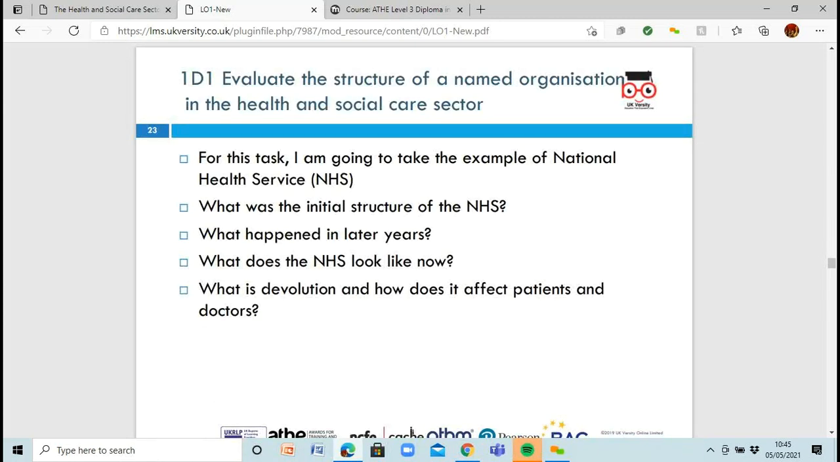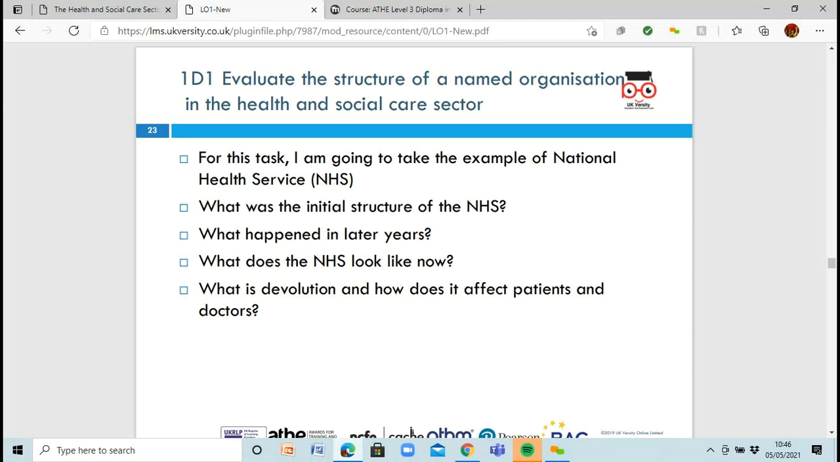And now on to the distinction question. Now, on this section, it's evaluate the structure of a named organization in health and social care sector. So for this section, you're just going to evaluate the structure. You're going to look at a particular structure and you're going to evaluate it.